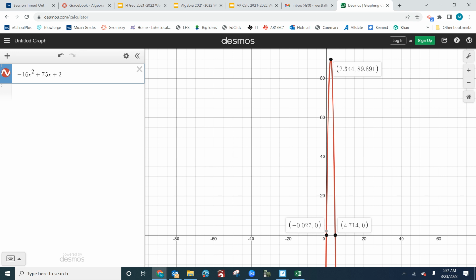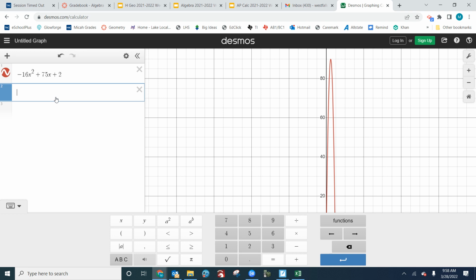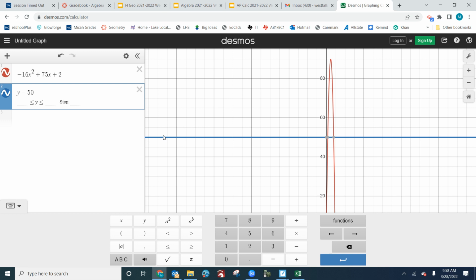Does it say 50 feet? How can I figure out what 50 is going to be? Aren't the y values 50, in feet? What can I graph under this? Y equals, what do we want our y value to be? What can I graph under it? Because it's going to be a crazy decimal. Y equals 50. There you go. There's 50 feet.